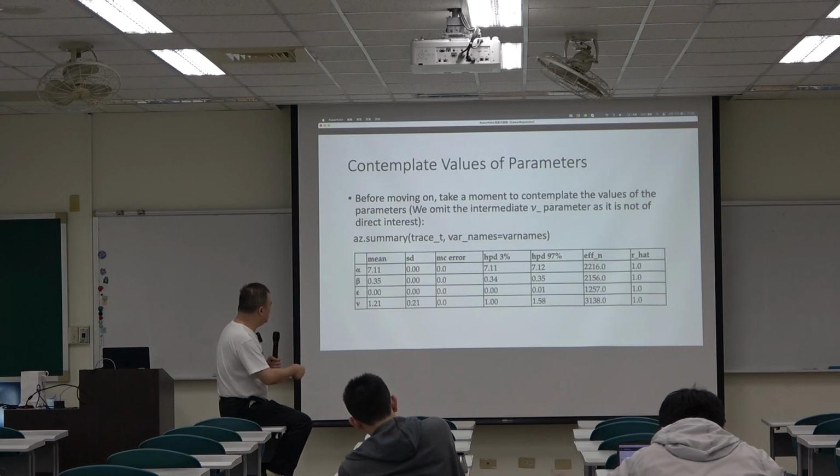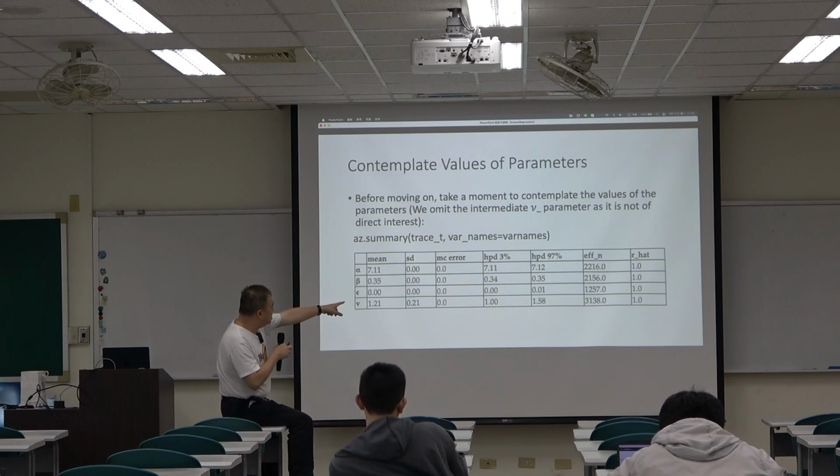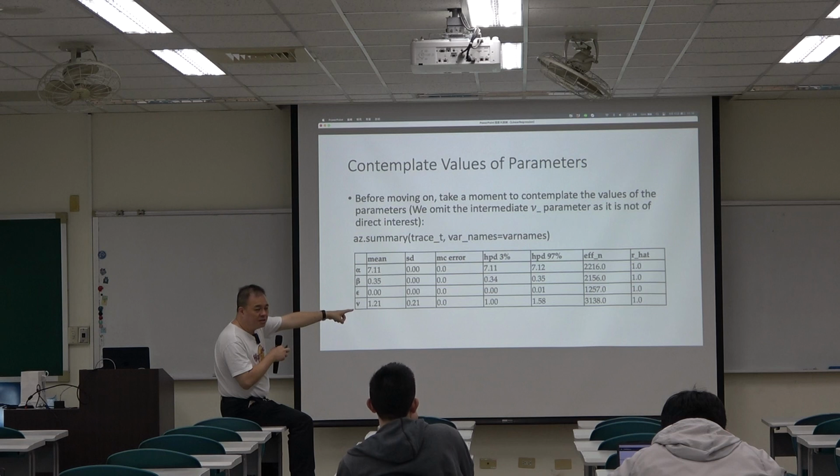This can be observed from, for example, the range of the HPD. Remember, this range of HPD represents the 94% HPD, right? So the alpha ranges from 7.11 to 7.12, the beta ranges from 0.34 to 0.35, and epsilon ranges from 0.00 to 0.01. So they are very, very highly concentrated.